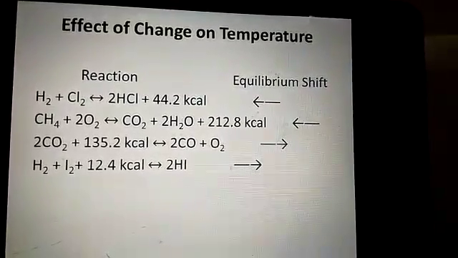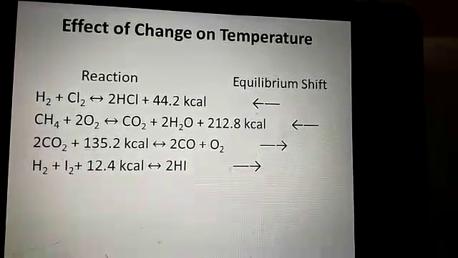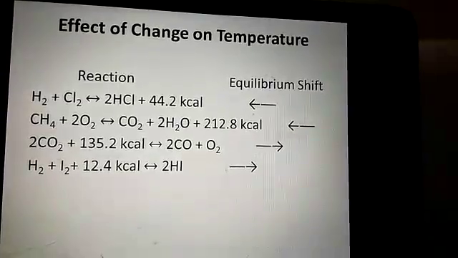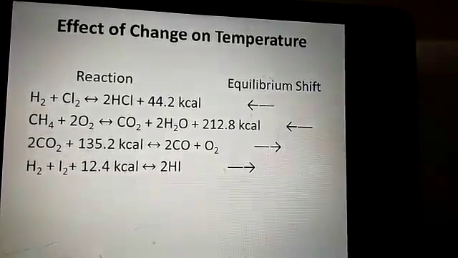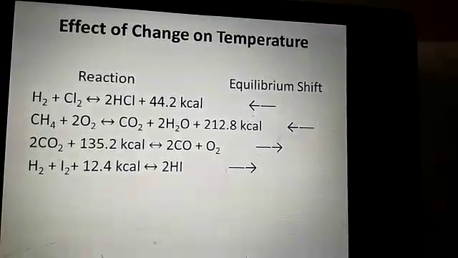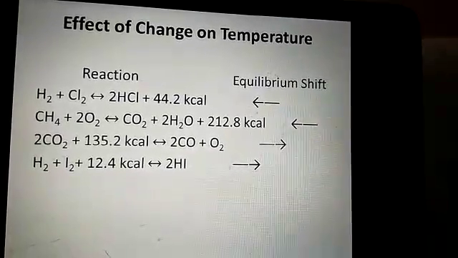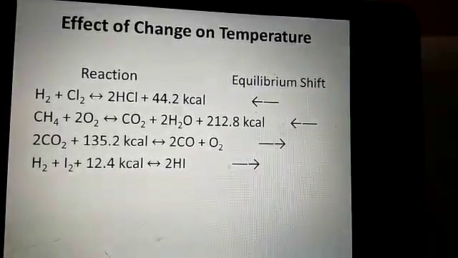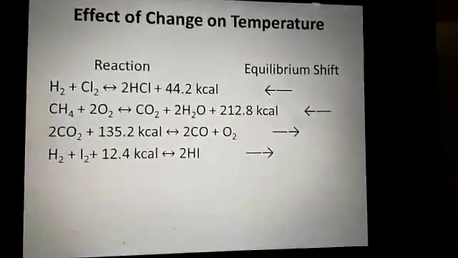Carbon dioxide plus absorbed heat forms carbon monoxide plus oxygen. In this case the heat is absorbed and the equilibrium will shift towards the right side. Hydrogen and iodine is also an endothermic reaction. 12.4 kilocalories of heat is absorbed to form hydrogen iodide. In this case the equilibrium will shift towards the right side.